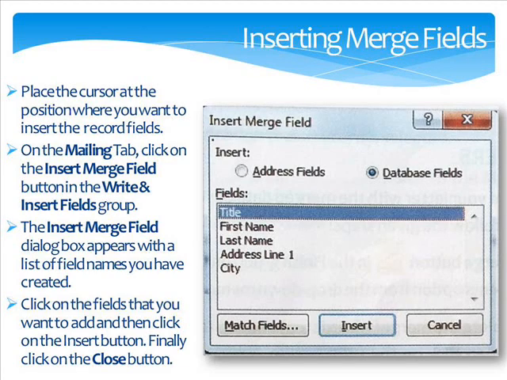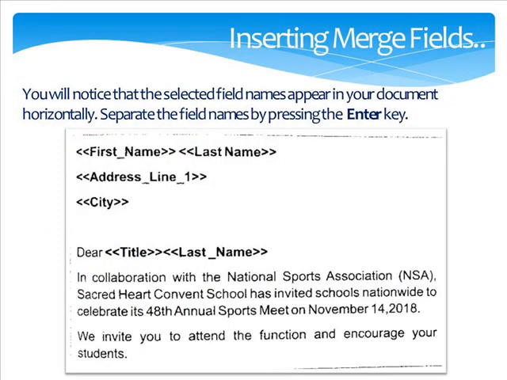The insert merge field dialog box appears with a list of field names you have created. You have to click on the fields that you want to add and then click on the insert button. For example, first name, last name, address, and finally click on the close button. After clicking the close button, you will notice that the selected field names appear in your document horizontally.